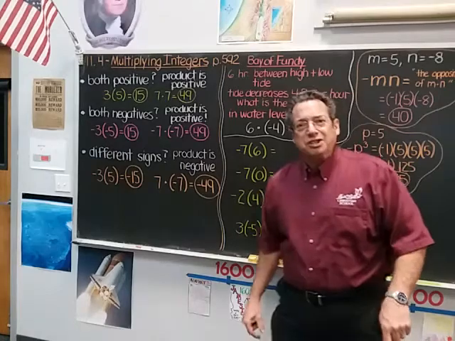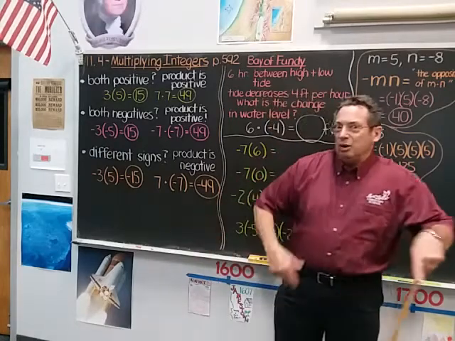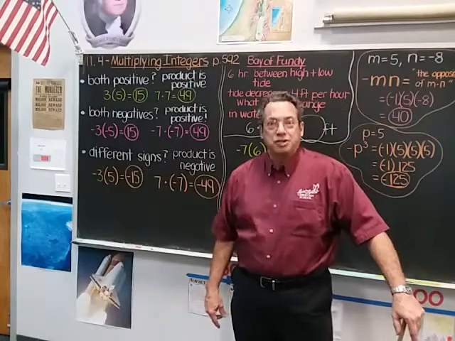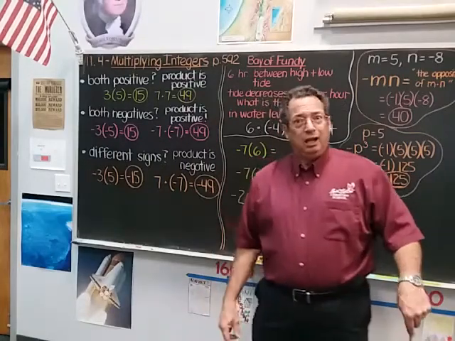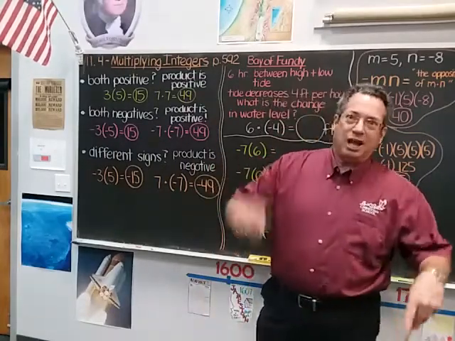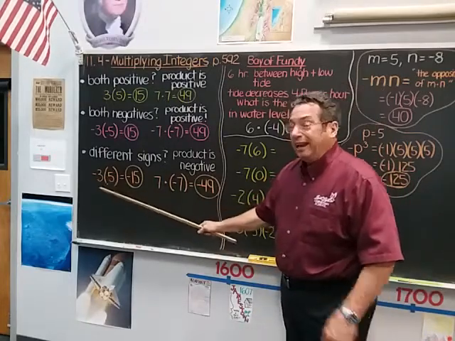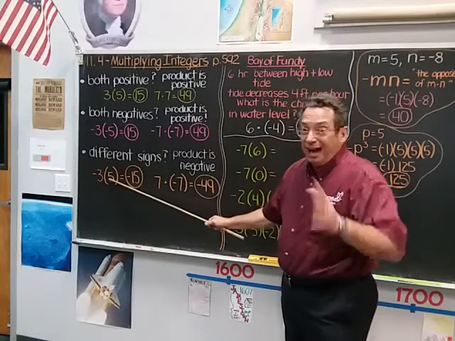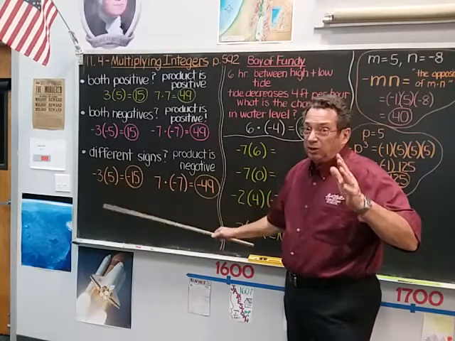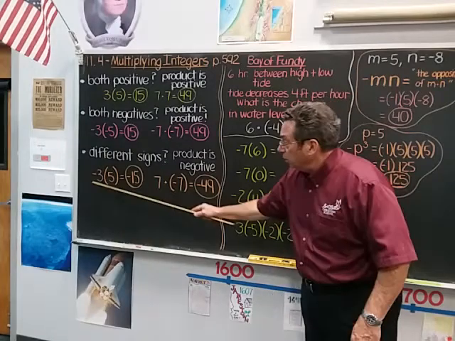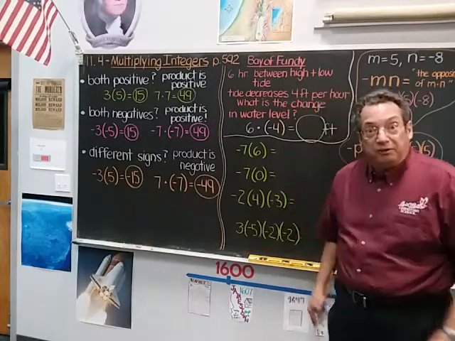Now what if they have different signs? What if one is positive, one's negative? Then the product is negative. Your answer is negative. That's simple, isn't it? You don't have to think about adding, subtracting, and all this kind of stuff. Let's say it's negative 3 times 5. I have a negative 3 times a positive 5. They have different signs. I know 3 times 5 is 15. Now I have to decide, is it a positive 15 or a negative 15? Since they have different signs, it's a negative 15.